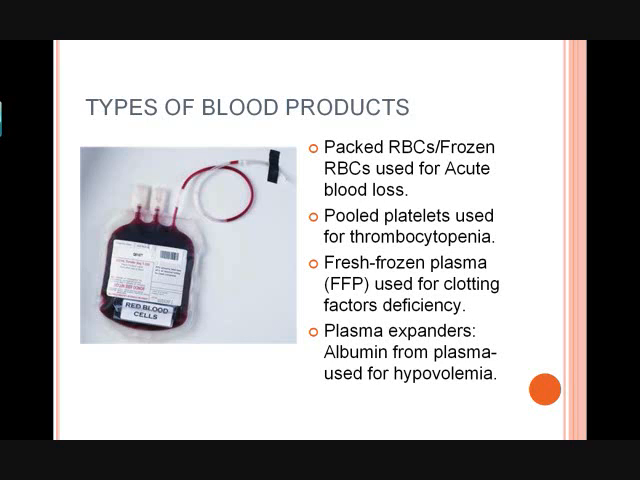All right. Types of blood product. Packed red blood cells could be frozen. Red blood cells used for acute blood loss. Pooled platelets are used for thrombocytopenia. So you want to know what type of blood product you're going to give for what disease process. So pooled platelets are used for thrombocytopenia. Packed red blood cells are used for acute blood loss. FFP is used for clotting factor deficiency. Plasma expanders, such as albumin from plasma, are used for hypovolemia.